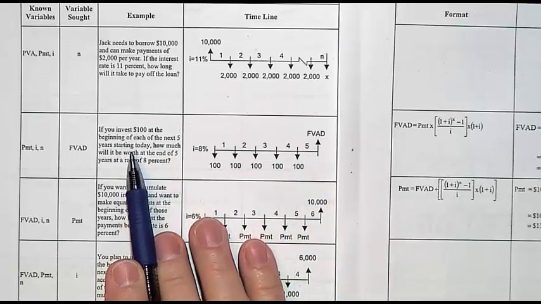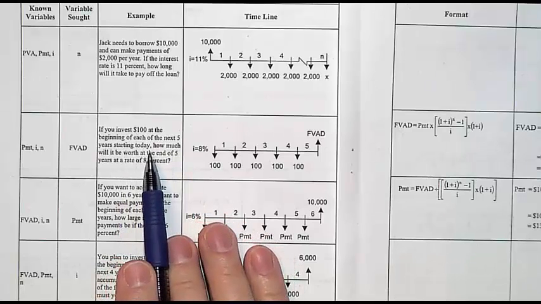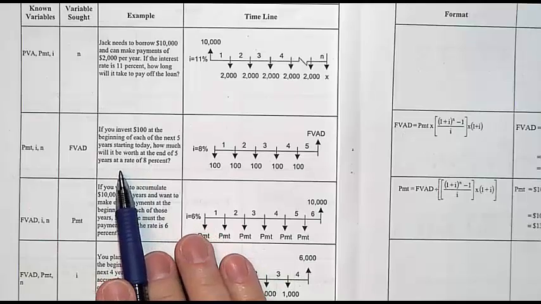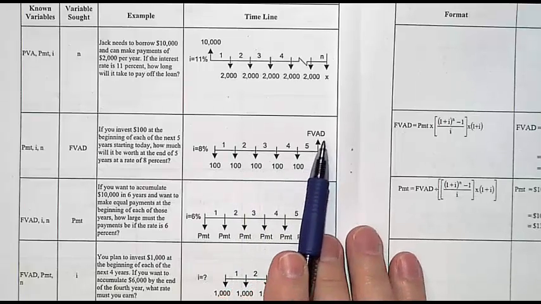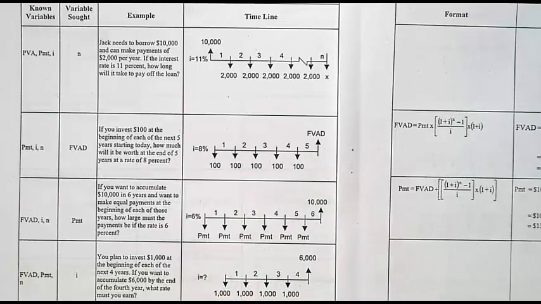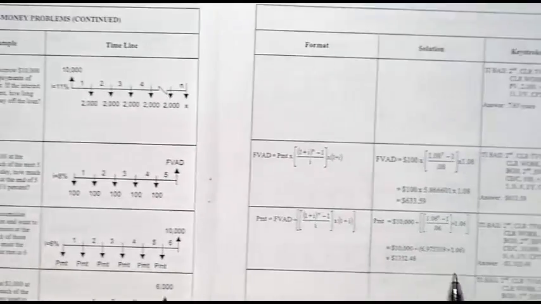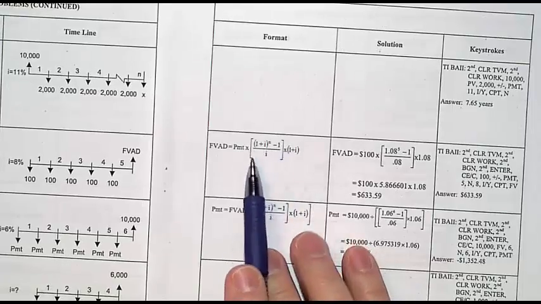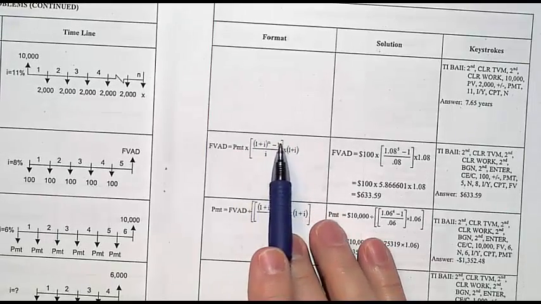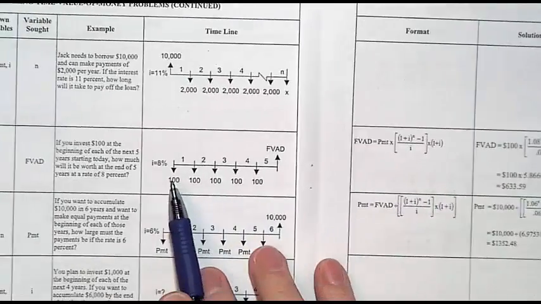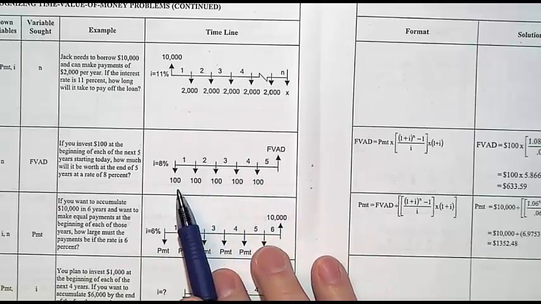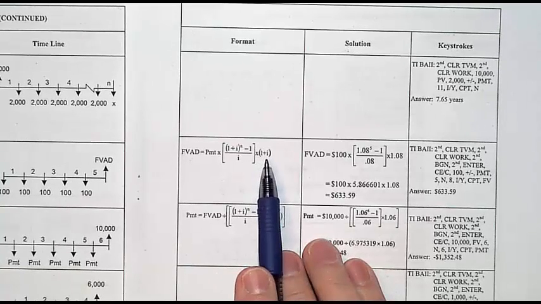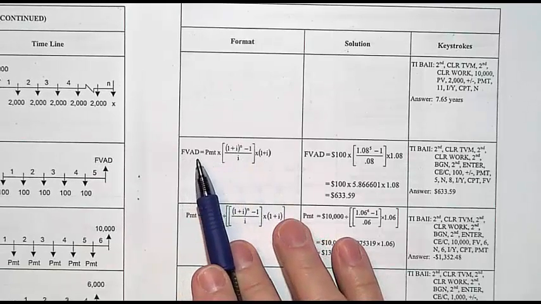If you invest $100 at the beginning of each of the next 5 years, starting today, how much will it be worth at the end of 5 years at a rate of 8%? So here we have payments at the beginning, and we want to figure out what it will be worth at the end. Well, we could use our formula, and there's our formula for the future value of annuity factor here in the bracket. But since all the payments will receive interest for 1 additional year because they are put in 1 year earlier, we have to multiply by 1 plus I. That is, in this case, 1.08, in order to figure out what that future value would be.